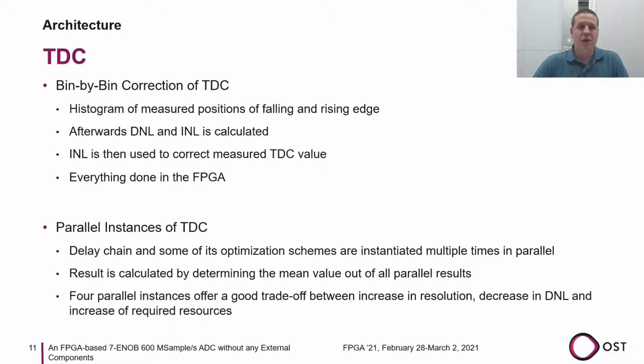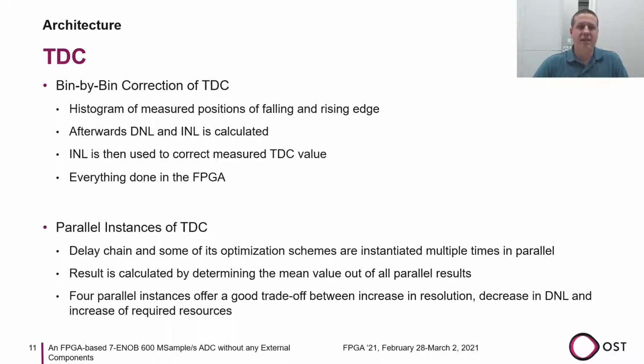To overcome this problem, a bin-by-bin correction of the TDC is implemented. At startup of the FPGA, this correction block creates the histogram of the delay chain and calculates then the DNL and the INL. The measured TDC values can then be corrected using the calculated INL values. The whole correction is done inside the FPGA.